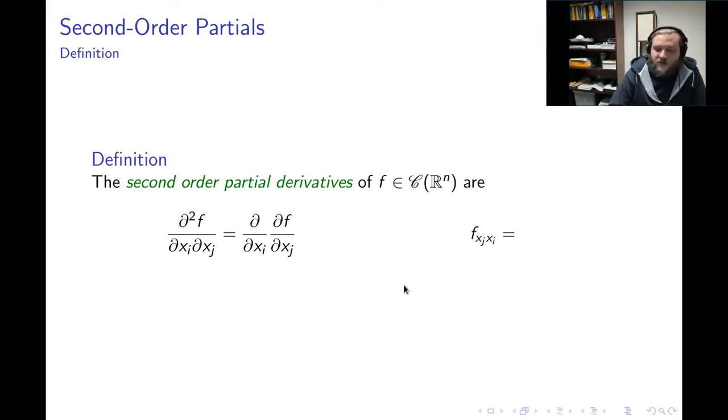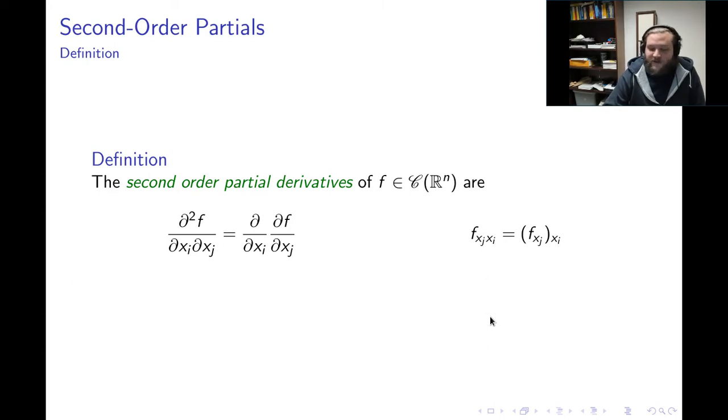We can also use my preferred notation, which is the subscript notation. This is f sub xj sub xi. What this means is that we first take the partial derivative of f with respect to xj, and then we take the partial derivative with respect to xi. So we're doing two partial derivatives in sequence here.